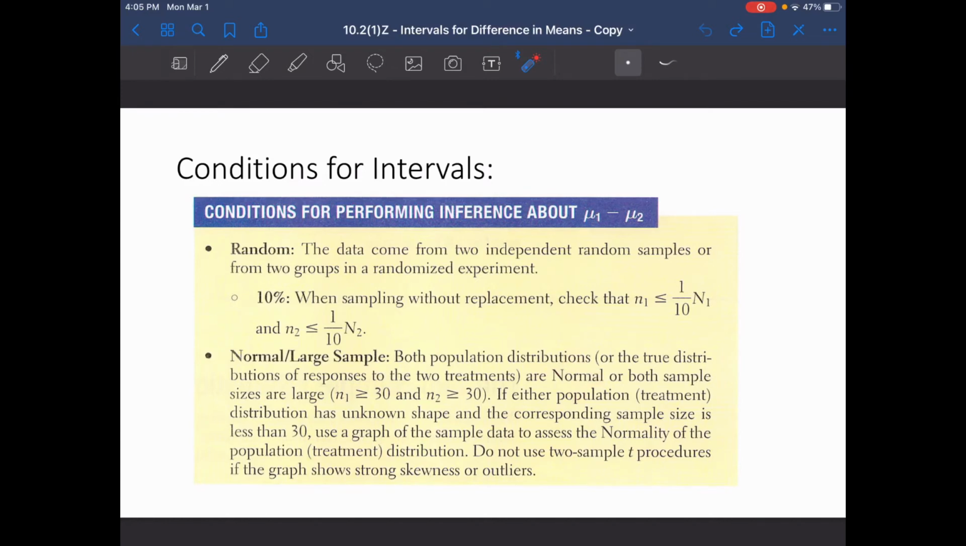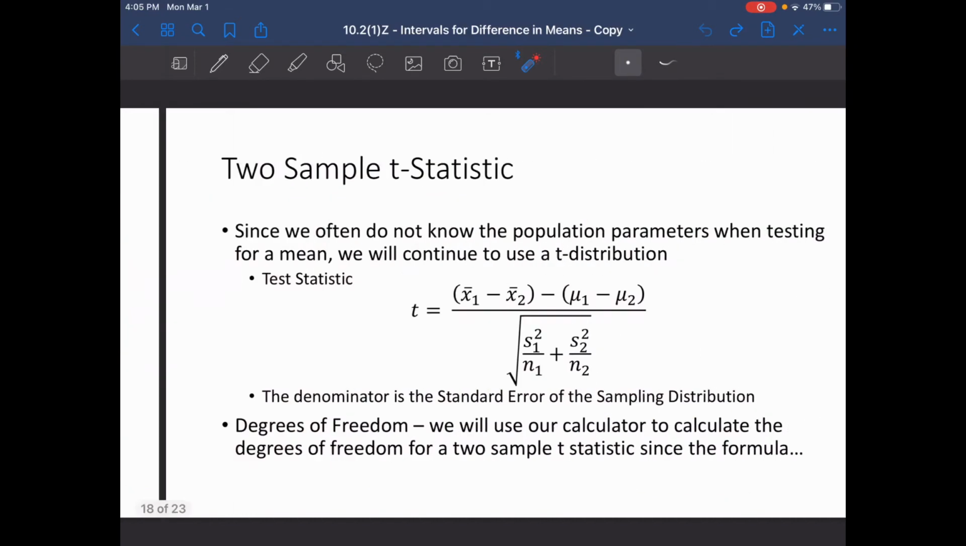If they don't, then you want to check to see if both sample sizes are large enough. It's very, very important that both sample sizes be greater than or equal to 30. You can't just have one sample size that's greater than or equal to 30. If that's the case, then the central limit theorem applies. Otherwise, you have to graph the data in order to determine whether or not it is a normal distribution.